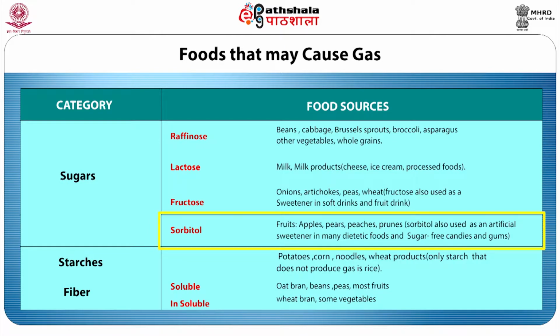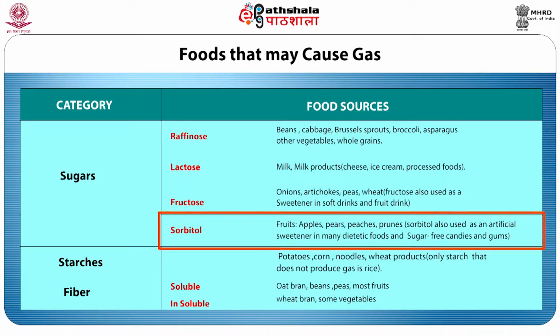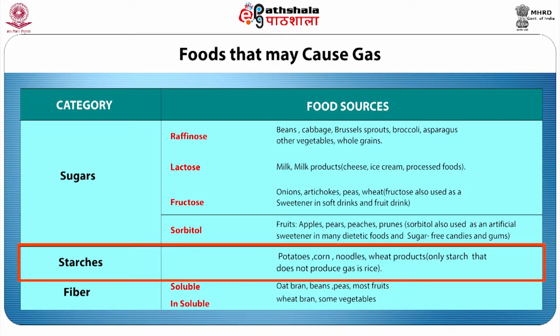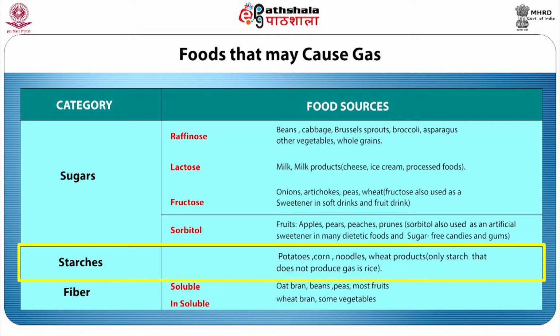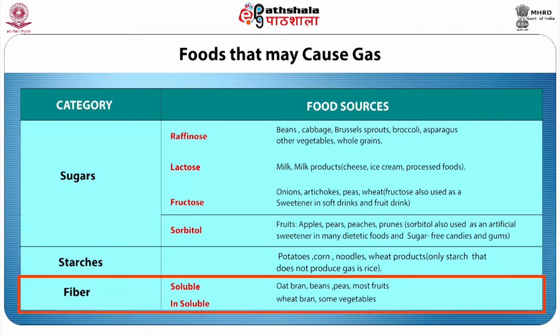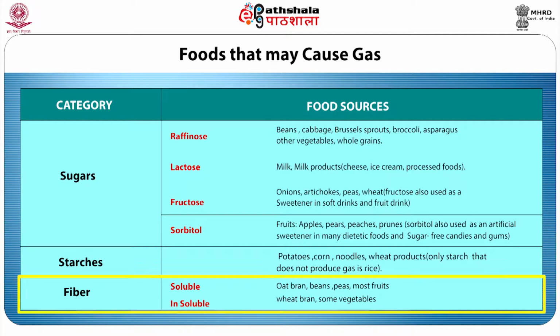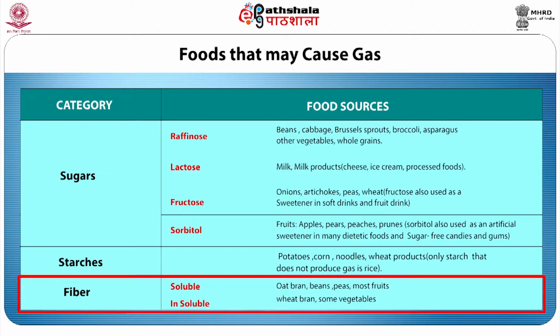Sorbitol in fruits like apples, pears, peaches, prunes and sorbitol as an artificial sweetener in many dietetic foods and sugar-free candies and gums. Starches in potatoes, corn, noodles, wheat products, all these produce gas, but the only starch that does not produce gas is rice. Fibers such as soluble fiber in oats, beans, peas and most fruits, and insoluble fiber in wheat bran and some vegetables all produce gas.